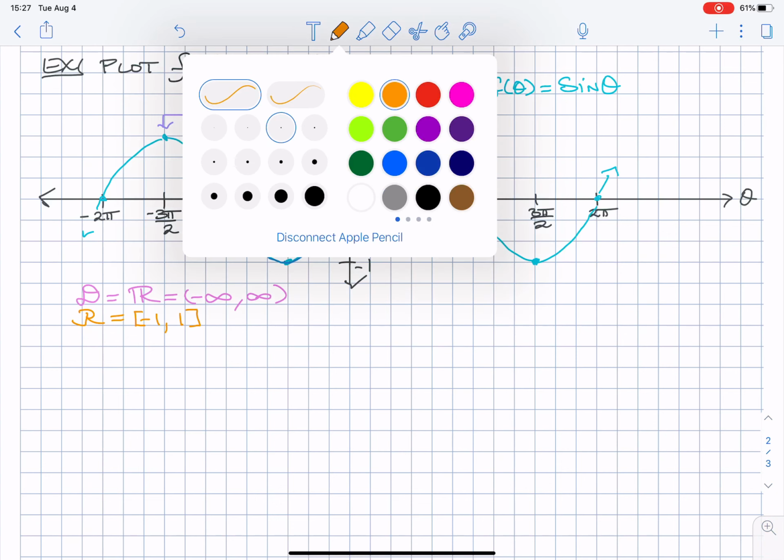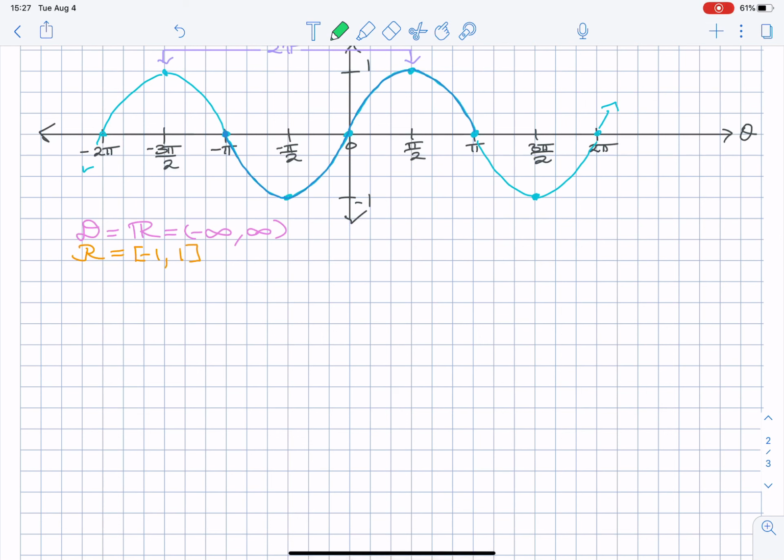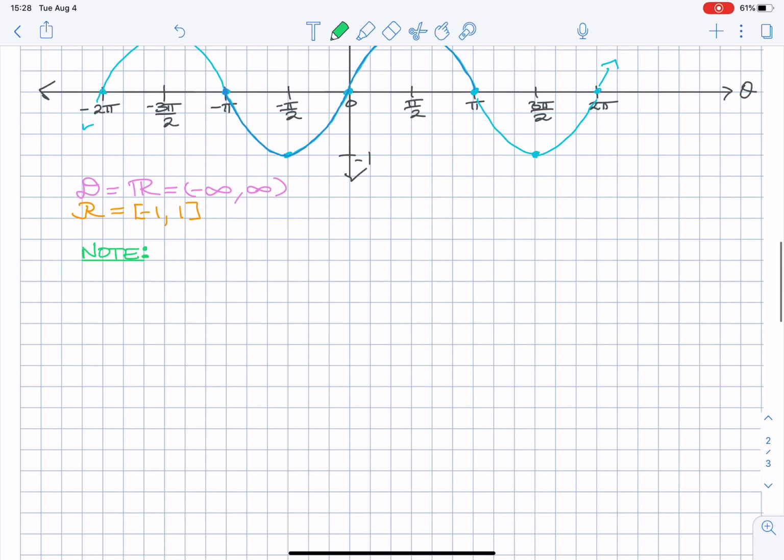Okay, so let's also note something about this graph. So note, sine is actually an odd function because it has 180-degree rotational symmetry. If I were to rotate this whole graph 180 degrees, I'd get the same graph. So sine of theta is an odd function.